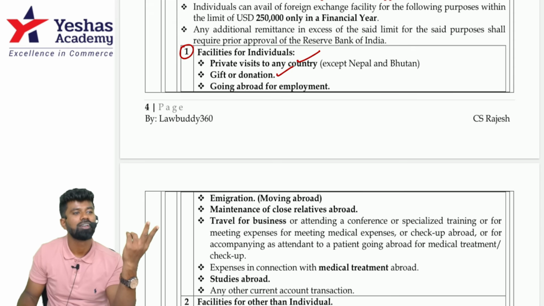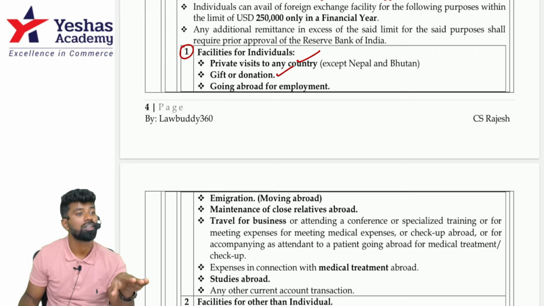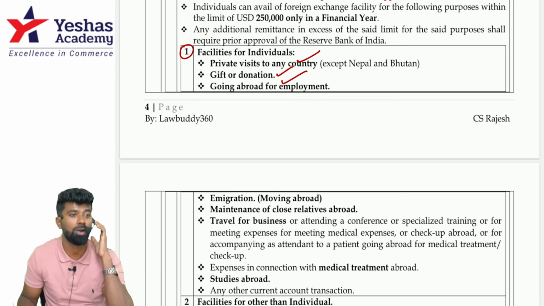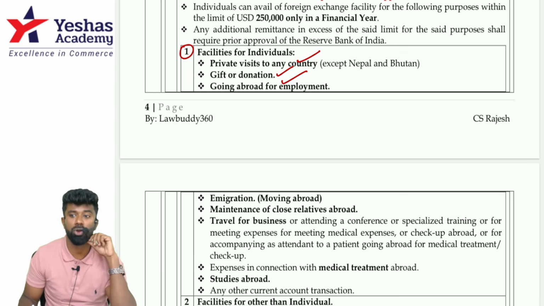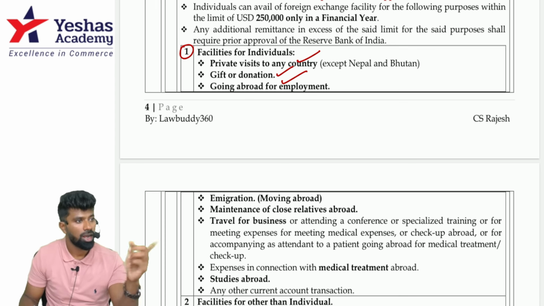Gift or donation is a current account transaction, allowed up to 2,50,000 in one financial year. Third one, going abroad for employment. How much can you draw? Beyond that, RBI approval is required.